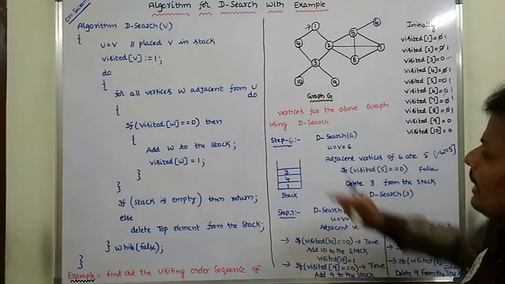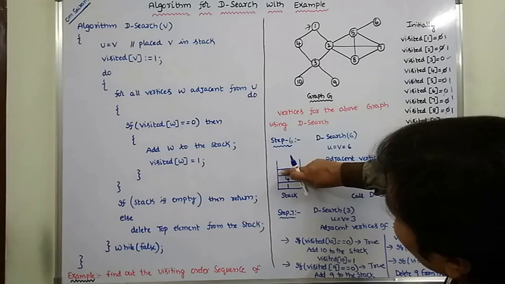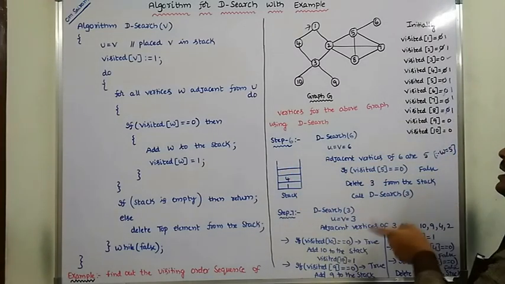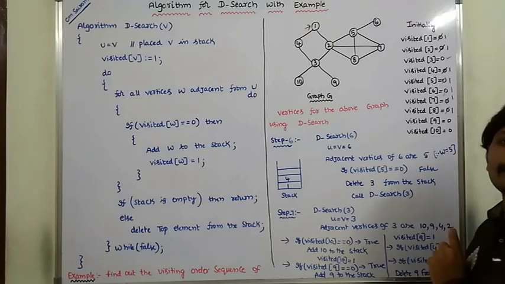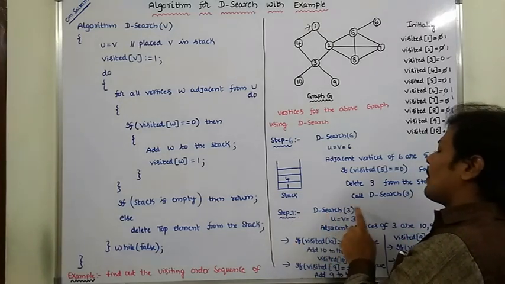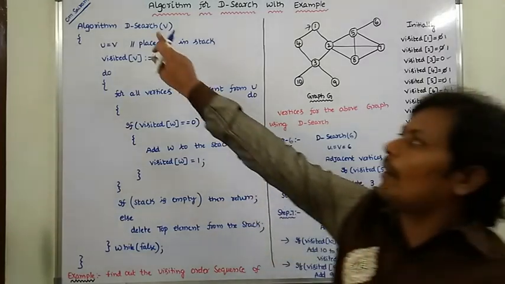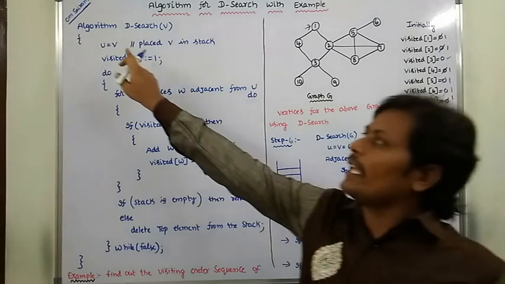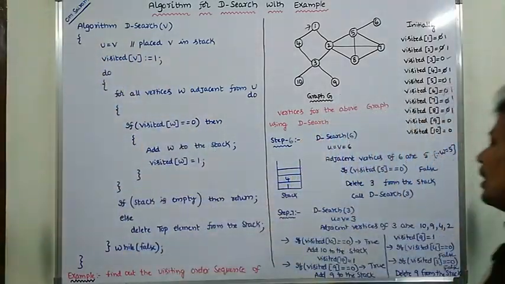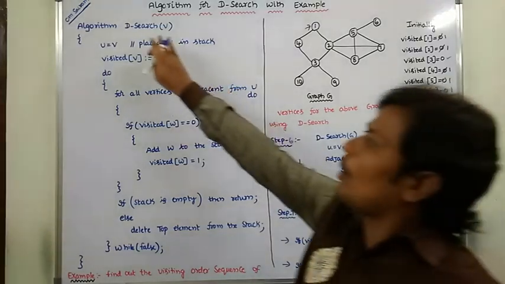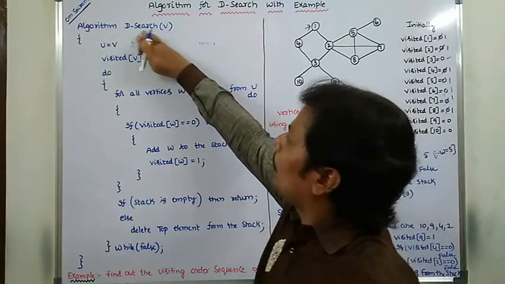Okay. So after deleting element 3, this is the stack. Okay. Now call dsearch of 3. Next go for step 7, dsearch of 3. So algorithm dsearch of v is equal to 3. Now v can be assigned to u. So that is u is equal to v is equal to 3. So now this step is not performed.